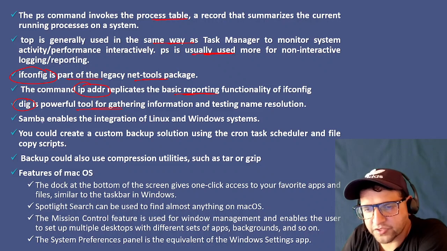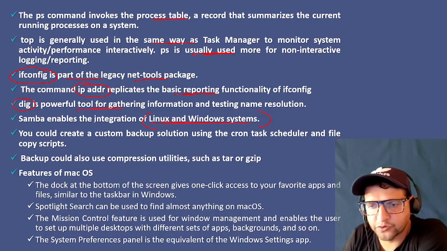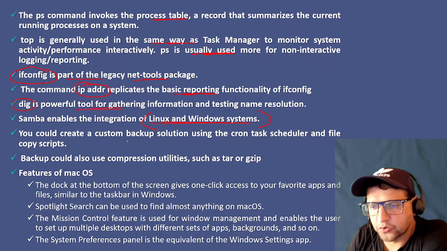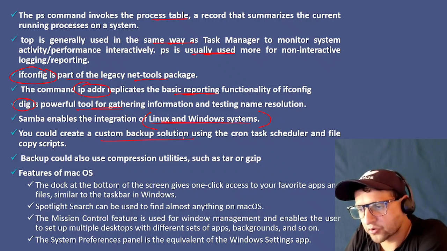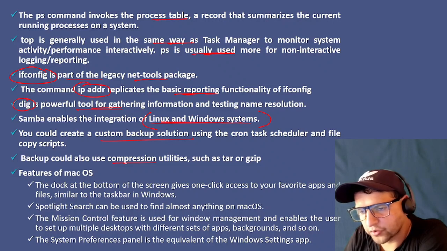So guys, there was a question based on this concept. Samba is going to enable the integration of Linux and Windows. There was a question asking for an option which you can use for both Linux and Windows. You could create a custom backup solution using the cron task scheduler and a file copy script. Backup could also use compression utilities like tar and gzip.